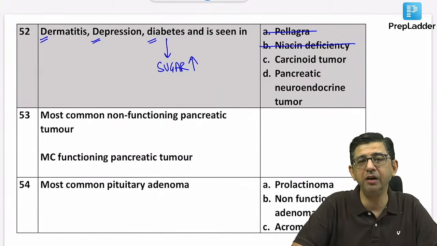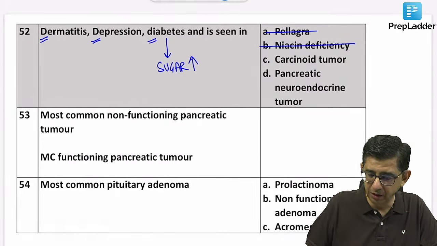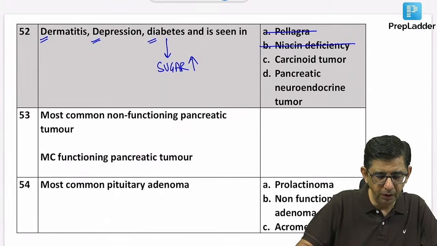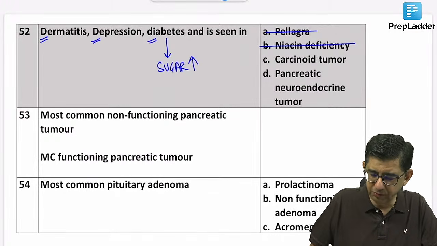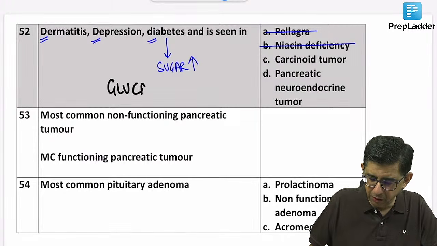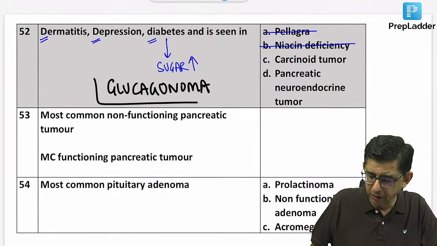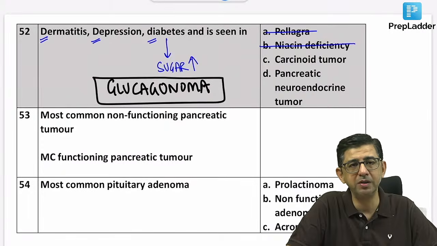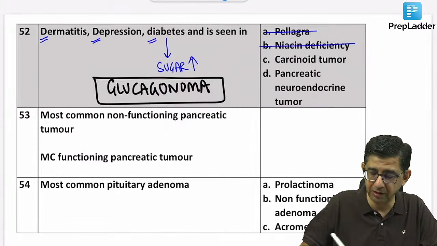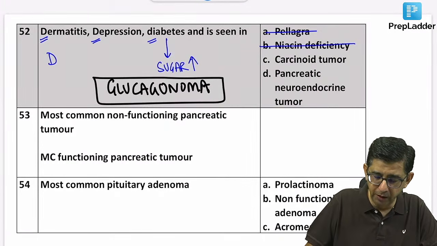Because this guy is having a glucagonoma. This was again a very classical FMG exam question that came up, so I think there should not be any issues with respect to answering this one. What you need to understand is that if a person is having glucagonoma, that is a pancreatic neuroendocrine tumor, the blood sugar of the chap would be elevated, plus there is dermatitis, depression, and another feature that we see in these patients is also deep vein thrombosis.